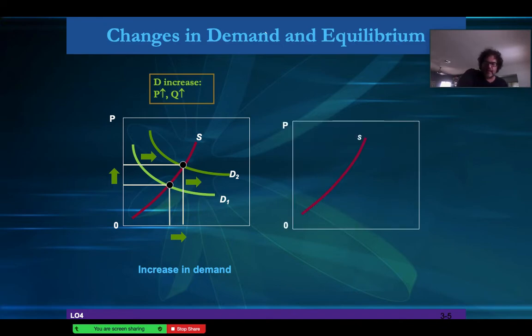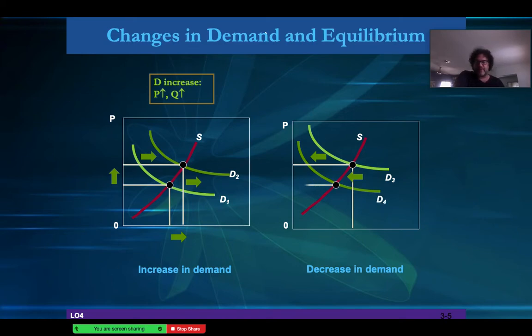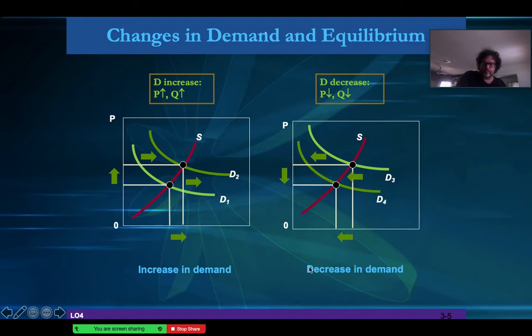And let's look at a decrease in demand. There's our equilibrium. Okay, we have a decrease in demand. Demand curve shifts to the left. Now, where the demand curve intersects the supply curve right here, we have a new equilibrium. The price is going down and the quantity is going down. Okay, so that's increases and decreases in demand.